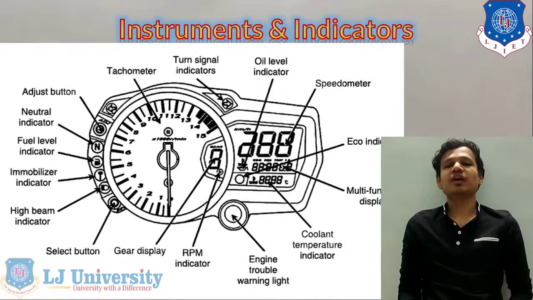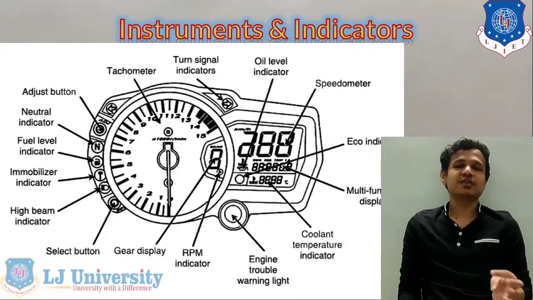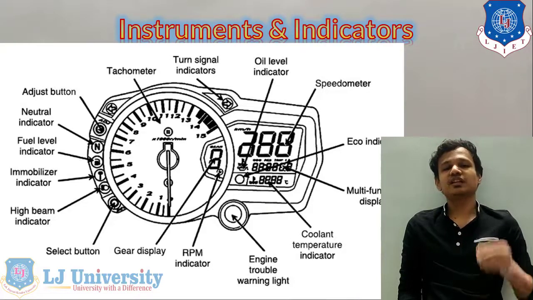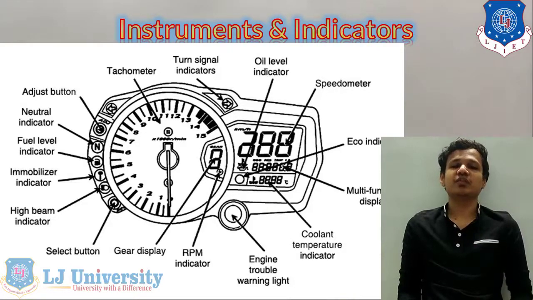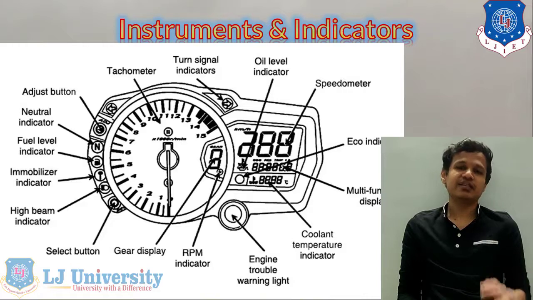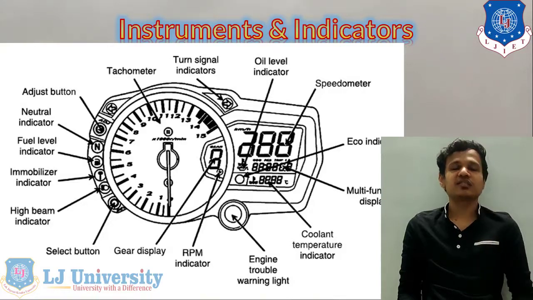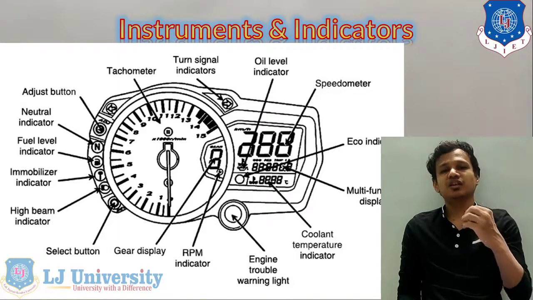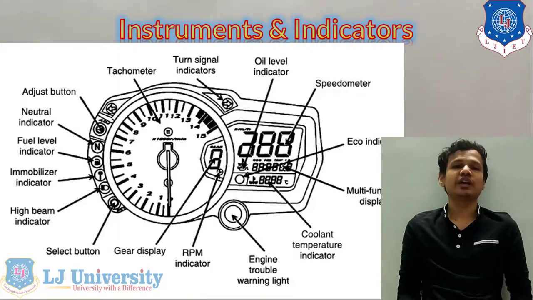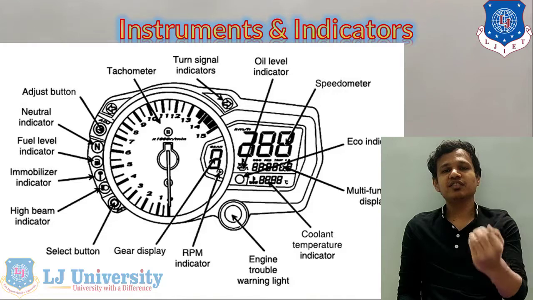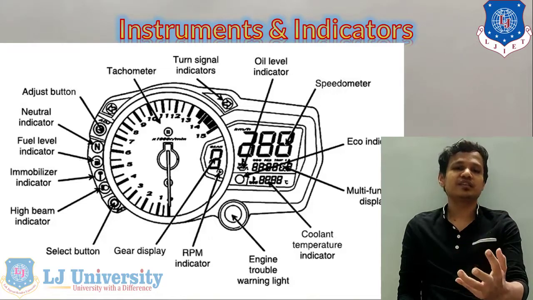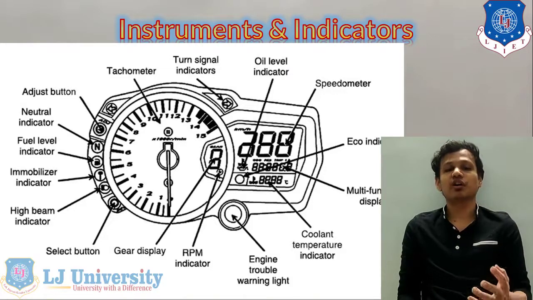These are the instruments and indicators which have been given on the dashboard of the two-wheelers. Mostly the normal indicators will be a speedometer, odometer, coolant level indicator and oil level indicator, which are given in digital meters nowadays in the case of the motorcycle. Also there is one new feature, the eco indicator, which tells us whether our vehicle is being run at economy or not.